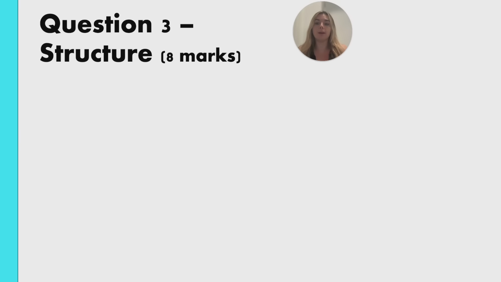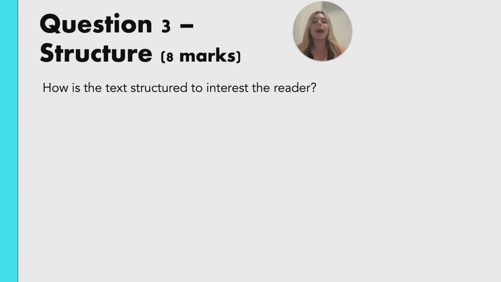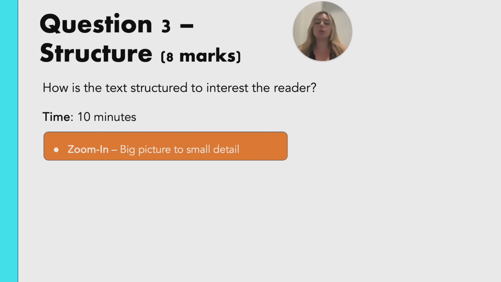Now, question 3. This is again 8 marks. So question 2 is 8 marks. This is 8 marks. And this question will always be the same. It is, how is the text structured to interest you as a reader? Always the same question. It doesn't matter what the extract is on, it's always the same question. And again, the timing for this is 10 minutes for a normal paper, about 13 minutes for extra timing. And what you want to do is have different techniques for structure now. Not language. So the question before, question 2, is just language.